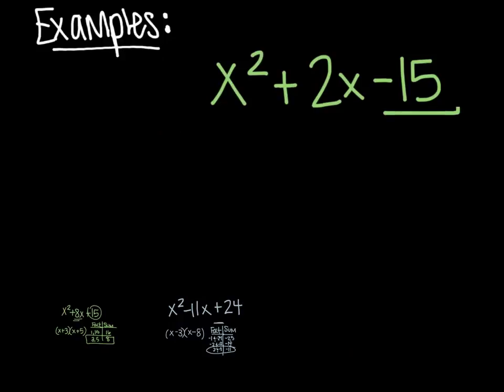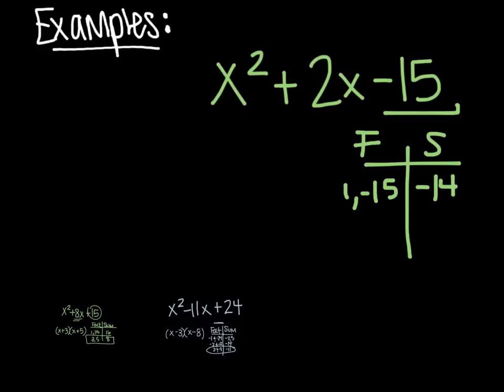Again, we have this one. This one's slightly different because now our c term is negative. You're going to follow the same process. It'll just be a tad bit different. So factors and sums. And let's see, 1 and negative 15 would give me negative 15 when multiplied. The sum would be negative 14. Negative 1 and 15, so the other way around, would give me a sum of 14.